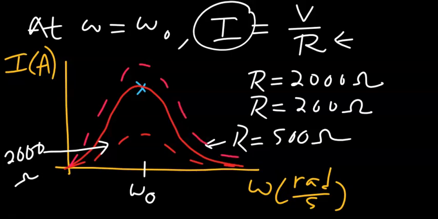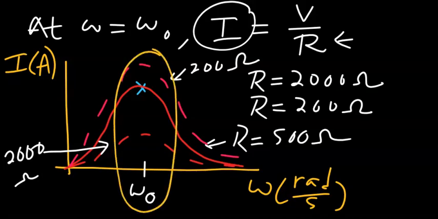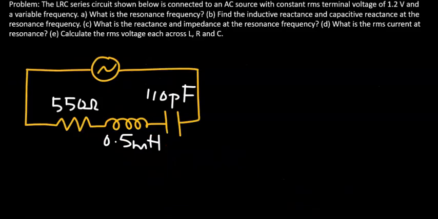Say like that. And this corresponds to 200 ohms. Now keep in mind that these sketches are not up to scale. The aim of this curve is just to exhibit the effect of resonance in an AC circuit. Let's look at this problem.